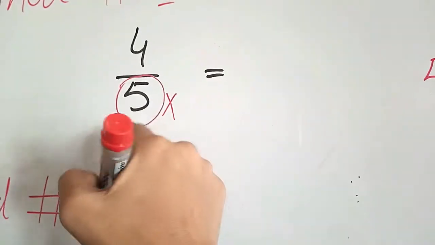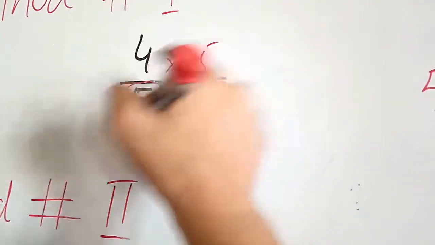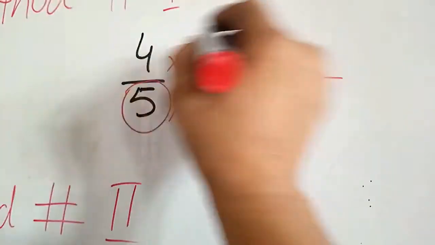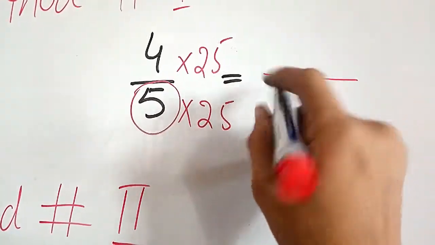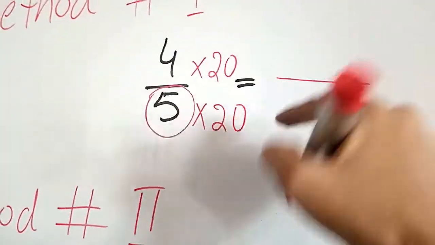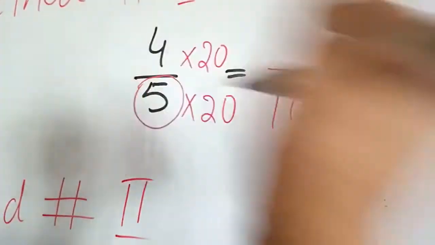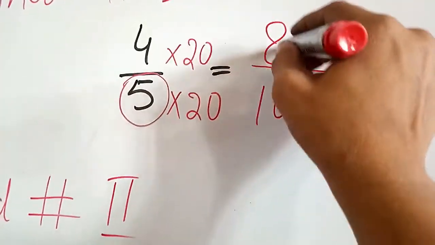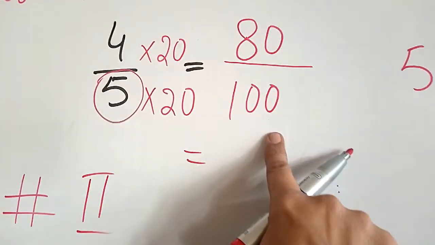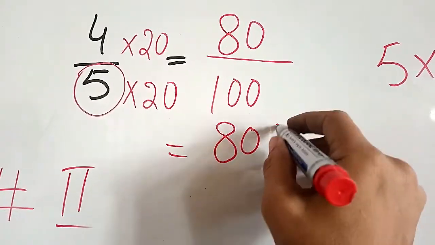Then we will multiply 5 by 25, and the same number will be multiplied by the numerator to make the number as 25 fours are not 25, it will be 20. Okay, 20. Now 5 20s are 100 and 20 fours are simply 80. And that's why, as you are having 100 in the denominator, you will have 80% of the number.